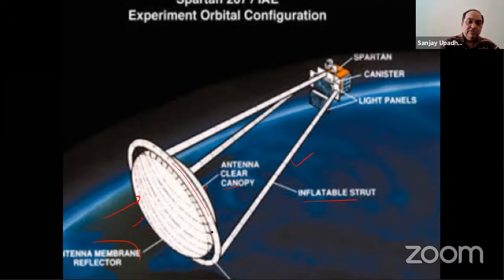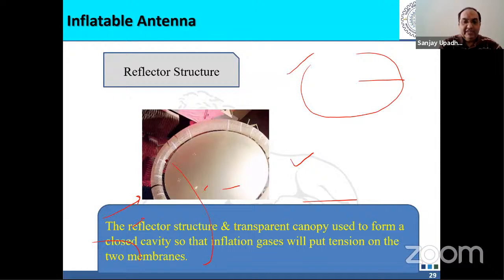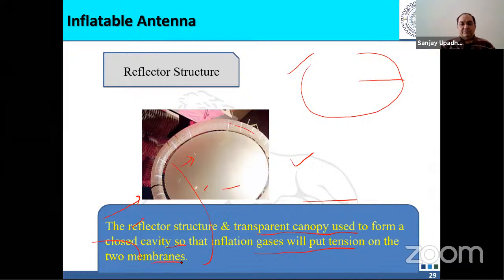This one is a torus, and this is the canister, where all these components will be packed. Now you see this reflector. Presently IIT Roorkee is working on the reflector structures and torus. The reflector structure and transparent canopy form a closed cavity so that the inflation gas will put tension on the 2 membranes.